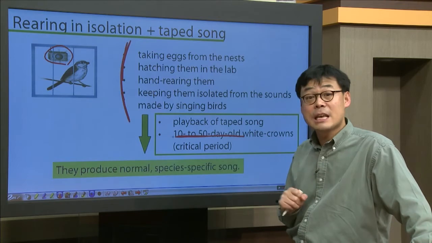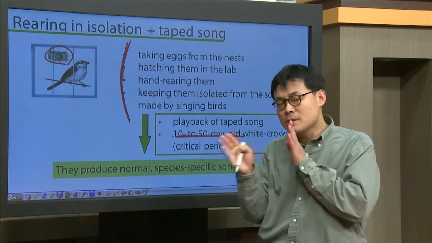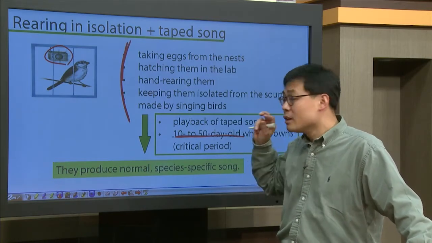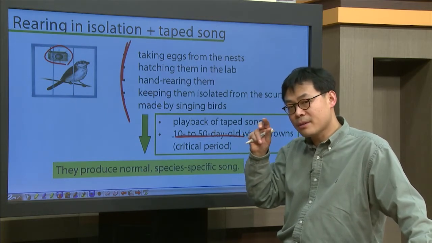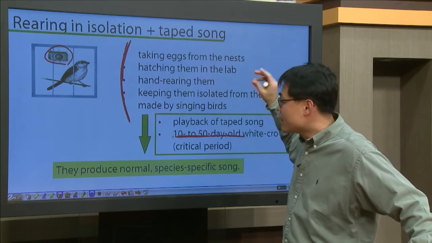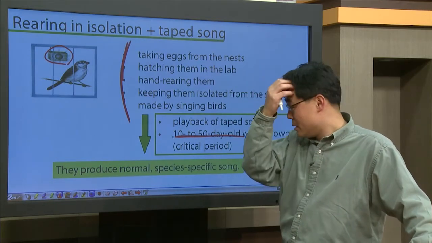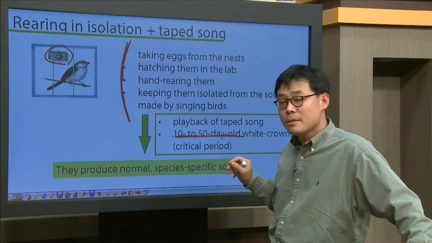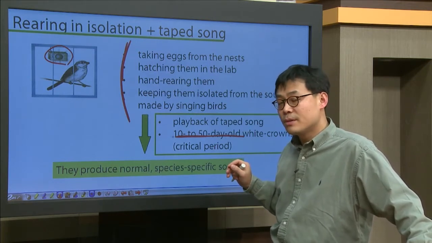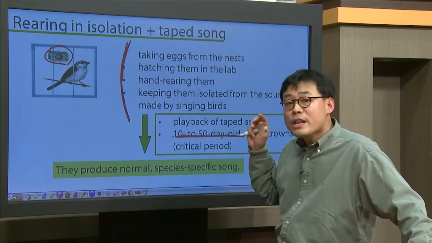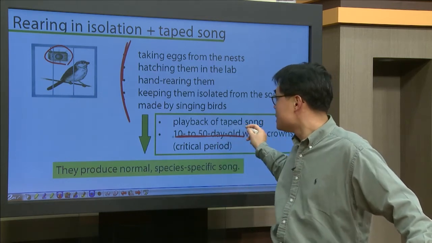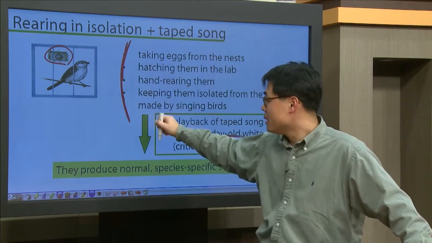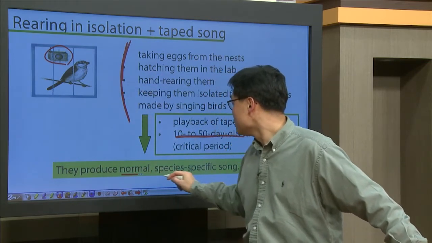One type of learning is imprinting. Imprinting takes place at some specific time, and that's called a sensitive period or a critical period. Learning takes place only during that specific time. That's imprinting, okay? Imprinting occurs during the critical period. It's the same thing here in this white-crowned sparrow species for their song learning. So when you play back the songs of this bird species when the chick is about 10 to 50 days old, then when this chick becomes an adult, they produce normal species-specific songs.